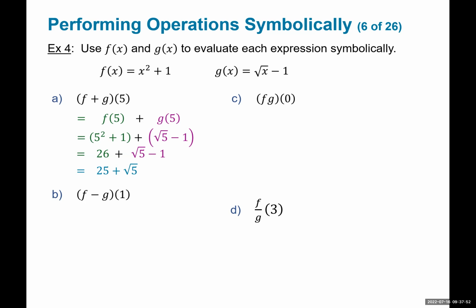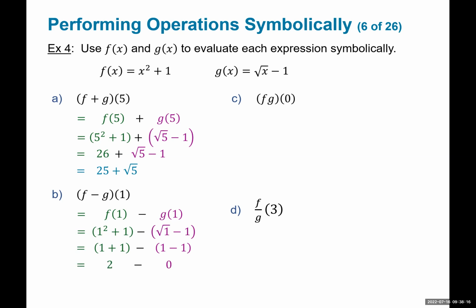Okay. Looking at B, we're taking both functions and subtracting them, evaluated at 1. So write it down first. That's f of 1 minus g of 1. Substitute 1 into both equations and solve. 1 squared plus 1 is 2. And then square root of 1 is 1, minus 1 makes 0. So we end up with 2 minus 0.